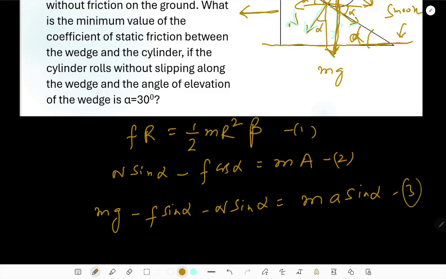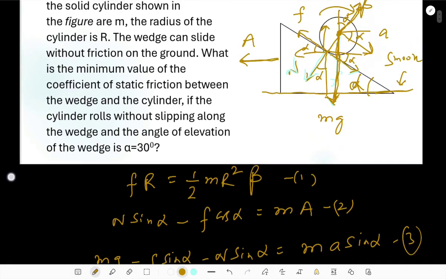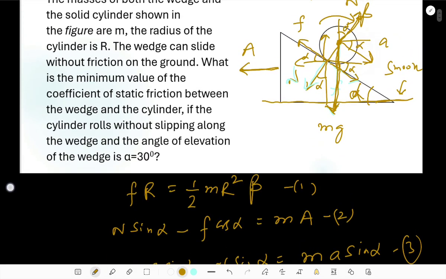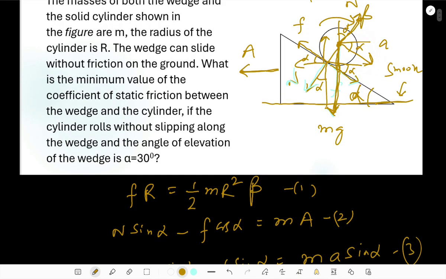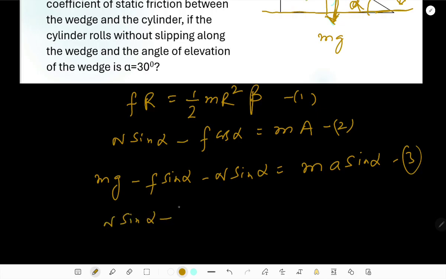This is equation number 3, and I am going to write down its equation in horizontal direction. For the cylinder, gravity is not acting, only N and F are acting. So F is going to be in horizontal direction, and its acceleration is in this direction, horizontal. So there is the normal, and N sine alpha will be the component of normal, and F cos alpha will be in a direction opposite to it. So I am going to write down N sine alpha minus F cos alpha equal to mass into acceleration.